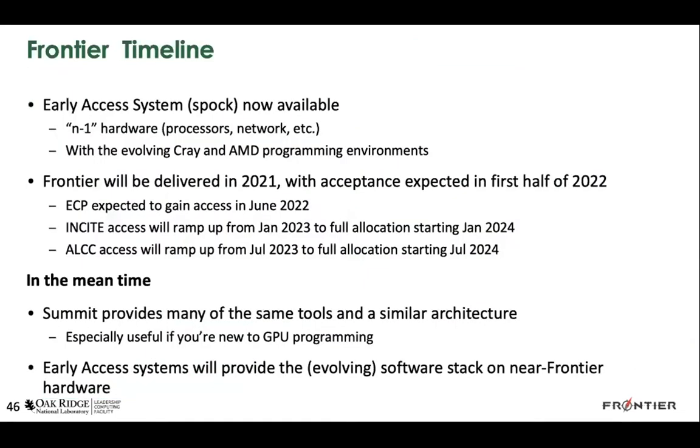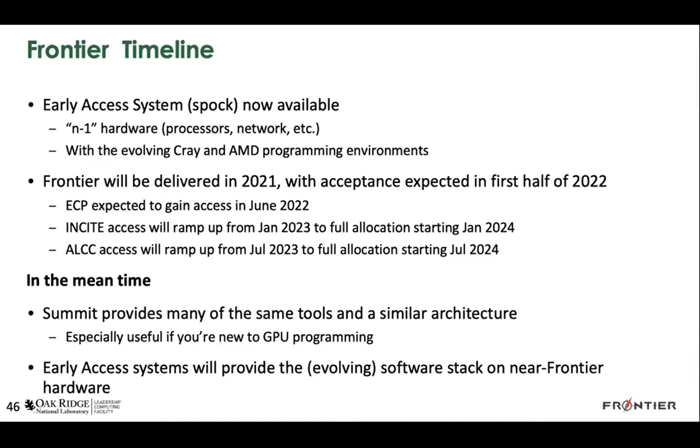So now what is the timeline? What are we looking at out here? The early access system for Frontier is called Spock, which is already operational. Both ECP and CAAR applications and some other groups have access to this. And this is where you would try your code to get it Frontier ready.